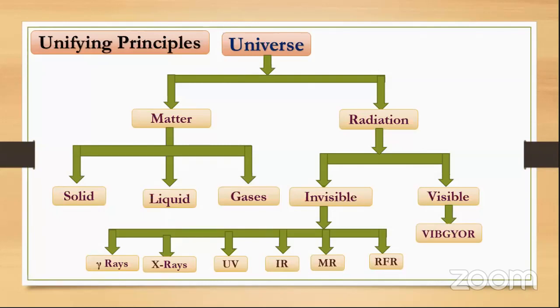We know very well the visible form, which is colored: violet, indigo, blue, green, yellow, orange, and red. Invisible radiation we also know: gamma rays, X-rays, ultraviolet, infrared, microwave radiation, and radio frequency radiation. These are the invisible radiation in the universe. Next, the existence of molecules in the universe in three categories: macromolecules, micromolecules, and nanomolecules.